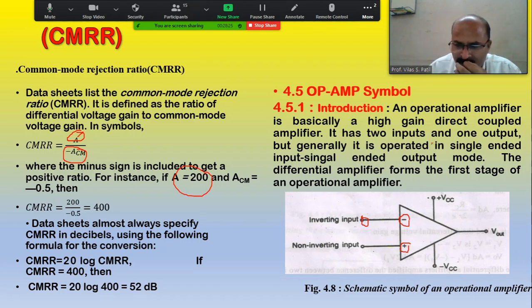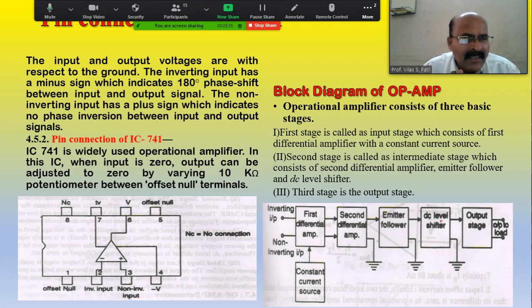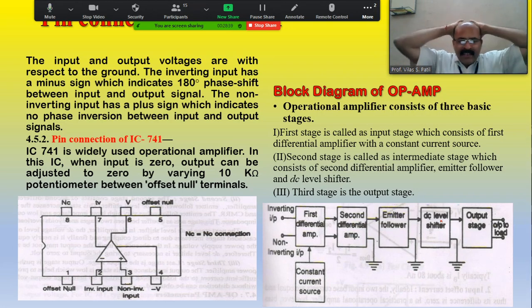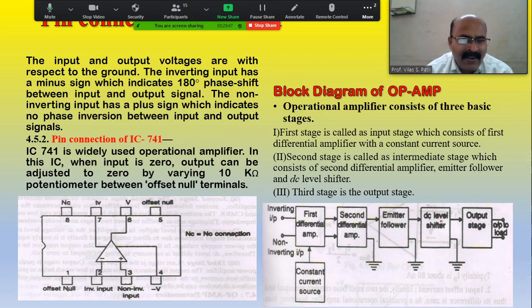It has two inputs, one output, but generally it is operated in a single-ended input, single-ended output, and the differential output. That is the first stage. आणि पुढे जाऊन बघितलं आपण, that is the IC चं आपल्याला इथे एक चित्र दाखवलेलं आहे, पिन कनेक्शन दाखवलेलं आहे. That is the input and output voltages with respect to ground measure केलेले असतात. The inverting input has a minus sign because it indicates 180 out of phase shift between input and output signal, and non-inverting input is shown by the plus sign, which indicates no phase inversion between input and output signal. That is the pin connection.